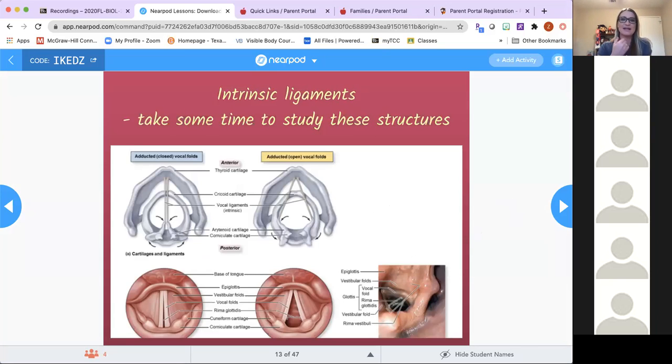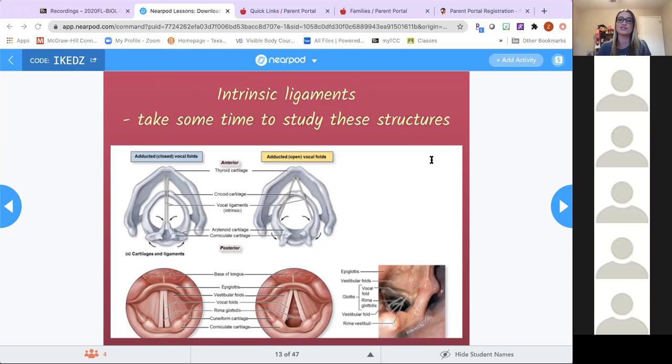All right, let's talk about the intrinsic ligaments. They are basically the internal ligaments. Okay, so the ligaments seen in the larynx can be extrinsic, on the exterior of the larynx, or intrinsic, on the interior of the larynx. That's what those words mean.